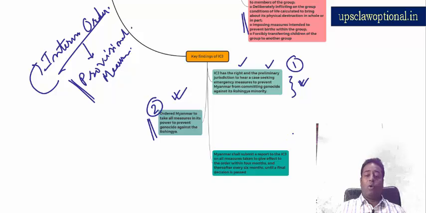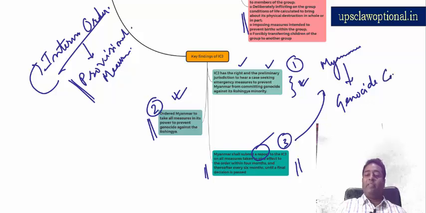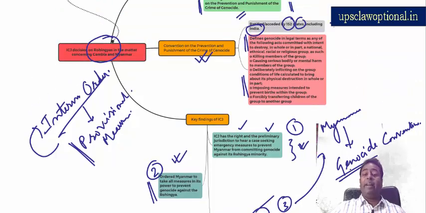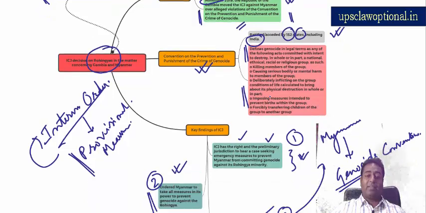Now, thirdly, the court has asked Myanmar to submit a report to the ICJ on all measures taken to give effect to the order within 4 months, and thereafter every 6 months until a final decision is passed. So, basically the ICJ has indirectly ensured that Myanmar follows the provisions of the Genocide Convention, the way the convention wants a country to act in the event it appears that the country is committing genocide towards a particular community or a race. So that's the entire topic.